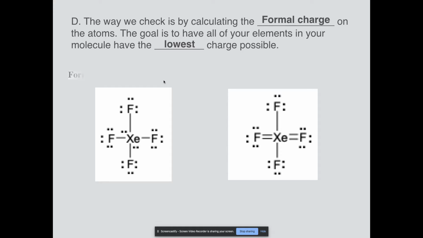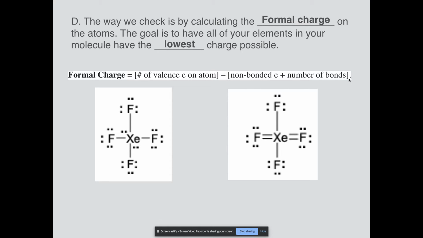So for example, here is our formula for figuring out the formal charge. The formal charge of something is equal to just the number of valence electrons on the atom minus the number of non-bonded electrons. These would be the lone pairs that you see. Those are non-bonded. And the number of bonds is just the number of lines that you have.